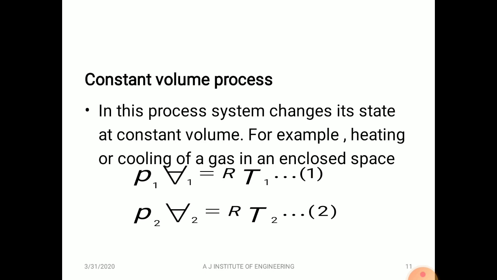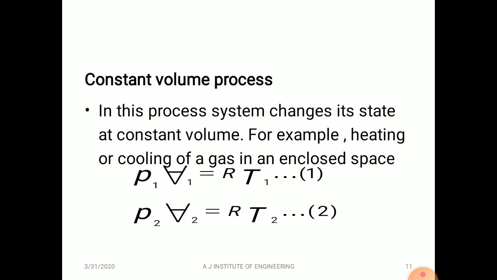Now the constant volume process, as the name itself indicates, here volume remains constant whereas other properties are going to change. You can define a constant volume process as this: in this process the system changes its state at constant volume. For example, heating or cooling of gas in an enclosed space or closed cylinder. For states 1 and 2, the expressions are P1V1 equal to RT1 and P2V2 equal to RT2, where R is the gas constant, T1 and T2 are temperatures at state 1 and state 2, P1 and P2 are pressures, and V1 and V2 are volumes at state 1 and state 2.